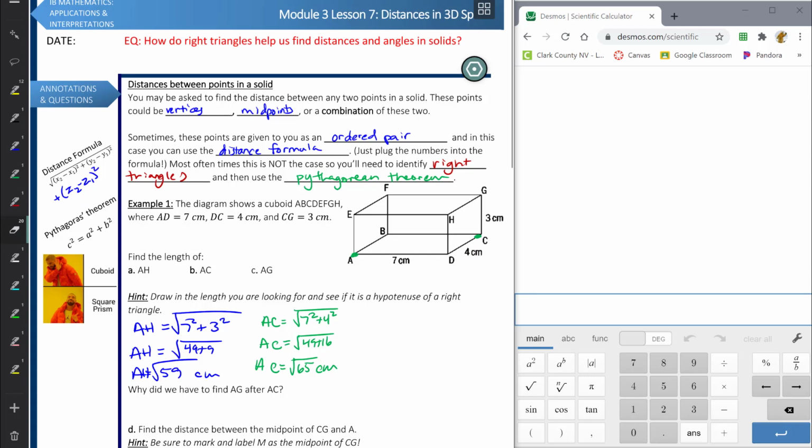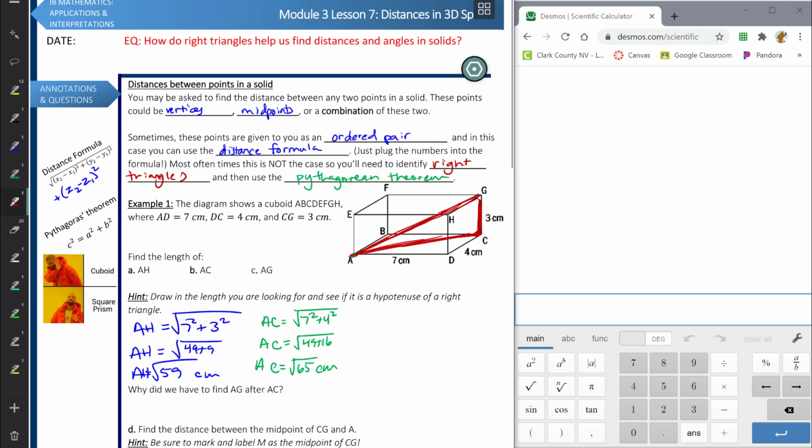Finally, we now get into AG. So AG is not on the face at all. It's from one corner of the box to the next. So this actually goes through the solid. So how are we supposed to deal with this? Well, again, what you're doing is you're looking for right triangles. Well, what if I connect it down to here? Connect that bottom face to that line.